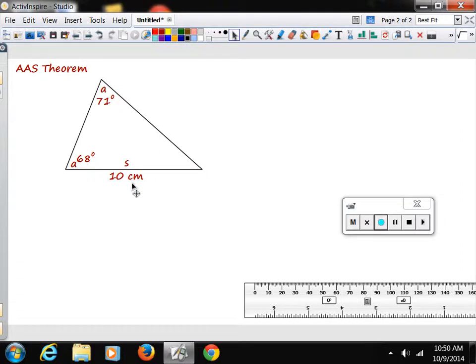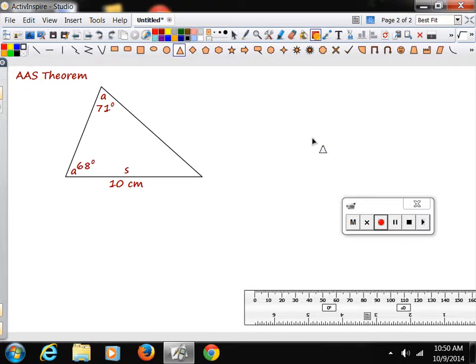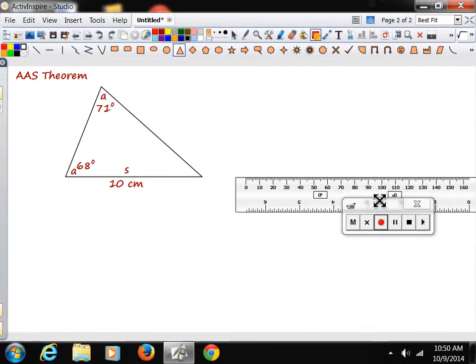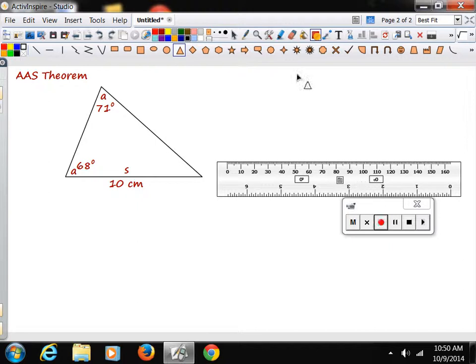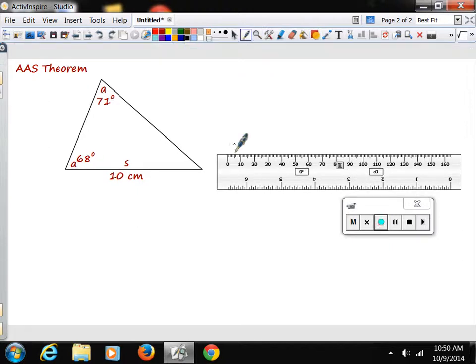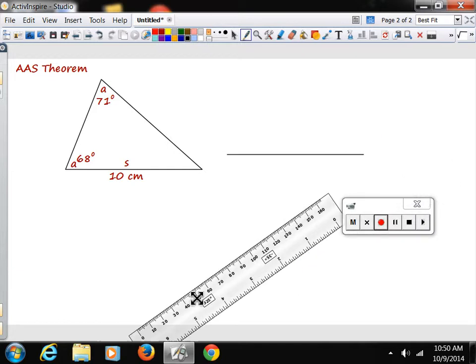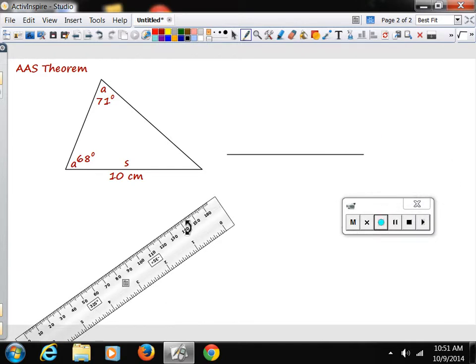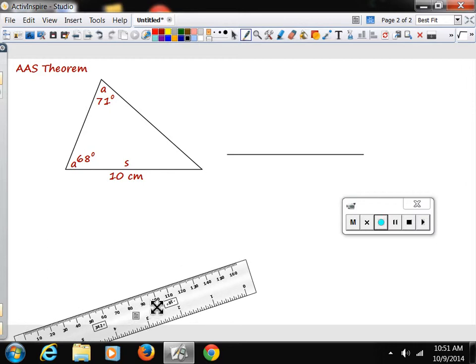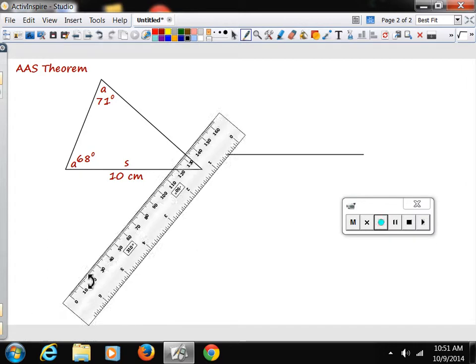So if I was to draw another 10 centimeter piece over here, I'm going to go ahead and do that. I'm going to take your ruler and draw the same bottom piece that you have, whatever yours is. Draw the same piece on the bottom. So I'm going to make it 10, and then measure that same angle, which is 68 degrees.